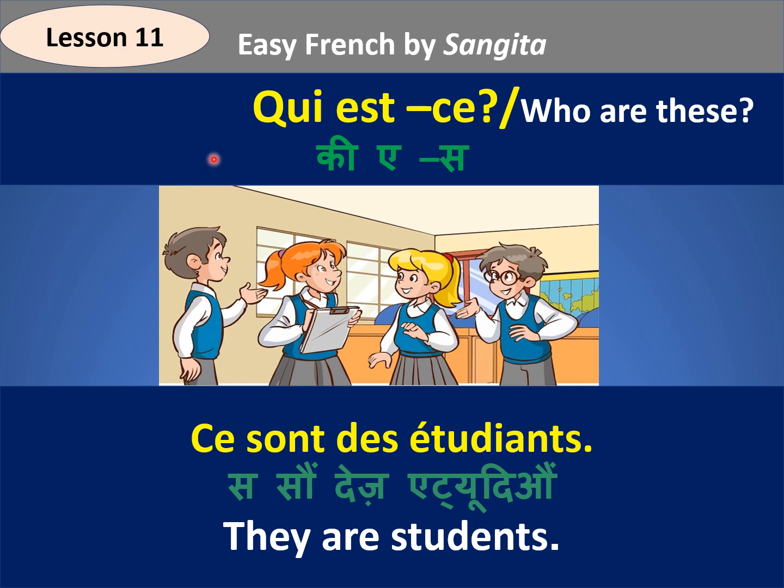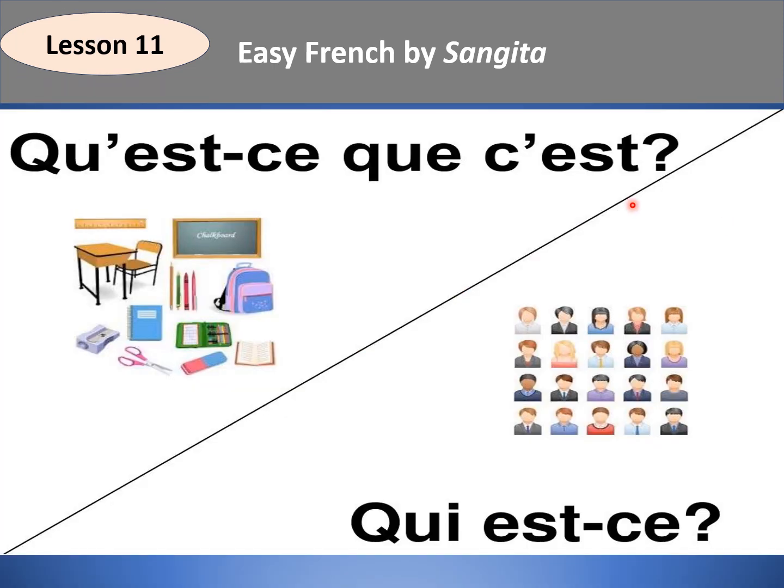And let's start. So now again these are plural. So they are students. So qui est-ce? Who are these or who are they? So you are going to say ce sont des étudiants. Again des, why? Because étudiant is starting with a vowel. So we are going to pronounce this S. So we are going to say ce sont des étudiants. Okay. Now, in short, qu'est-ce que c'est is used for things and qui est-ce is used for people.